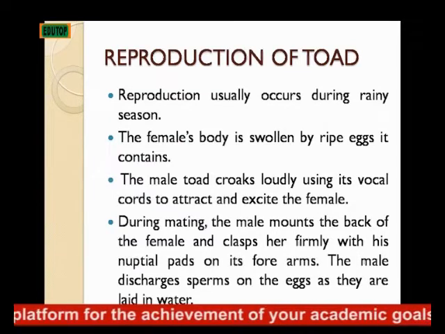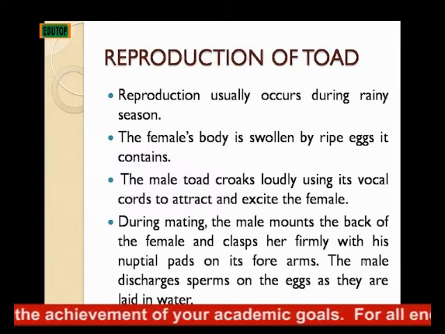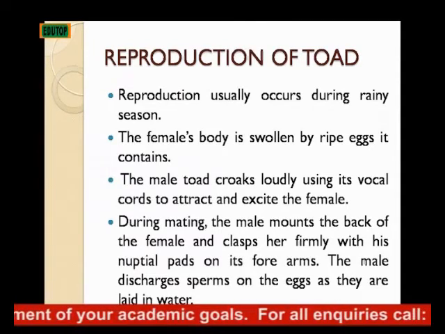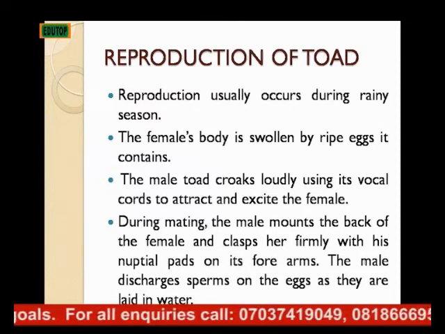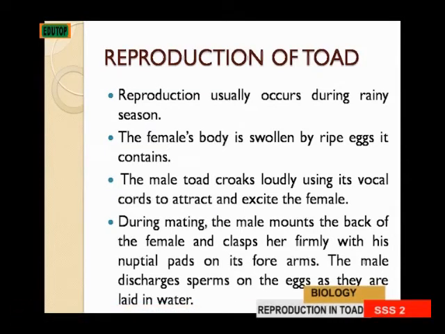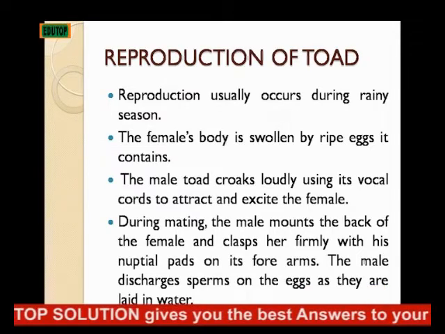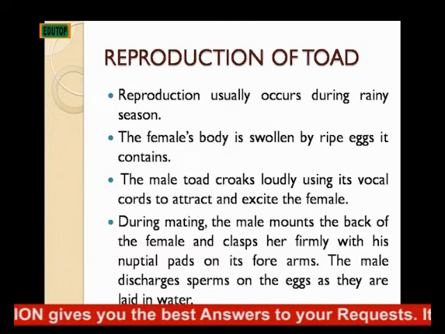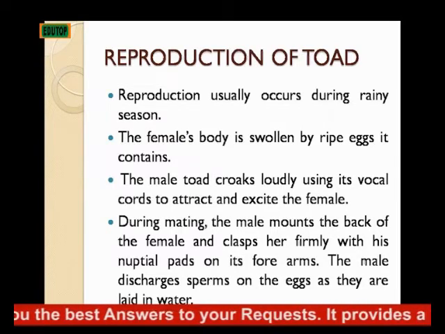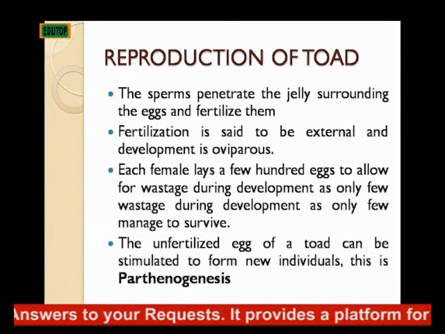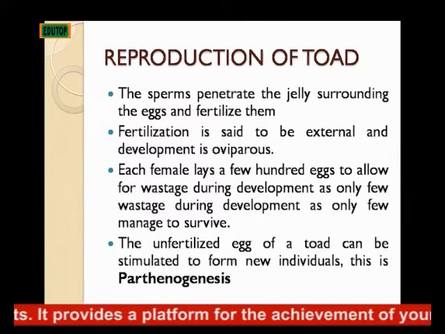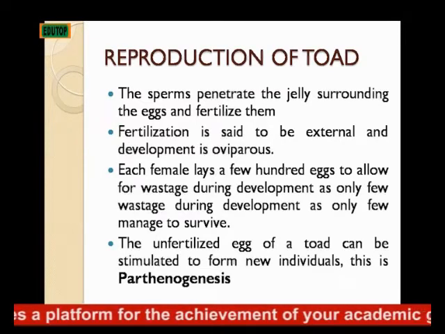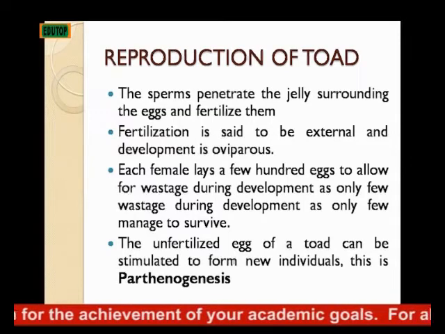So when you hear the croaking of the toad at night, you know that the male toad is attracting and exciting the female by its vocal cord. Then during mating, the male toad mounts the back of the female and clasps her firmly with its nuptial pad on its forearms. The male discharges sperms on the eggs as they are laid in water. The sperms penetrate the jelly surrounding the eggs and fertilize them. The fertilization is said to be external, and the development is also oviparous, as we have in fish.